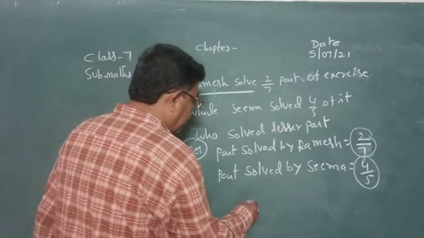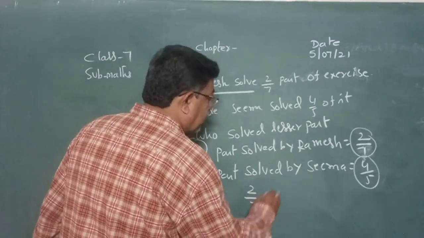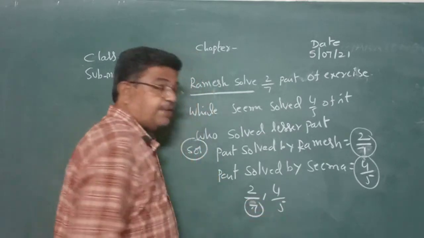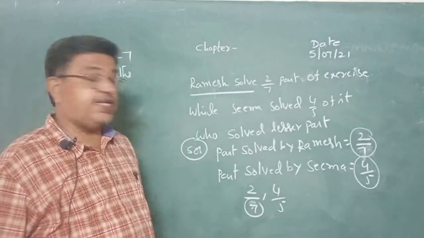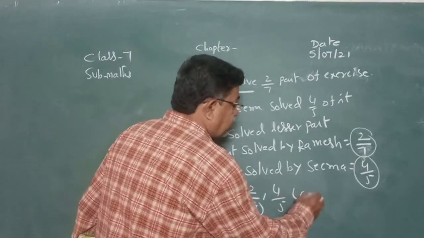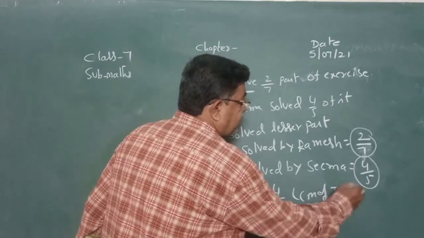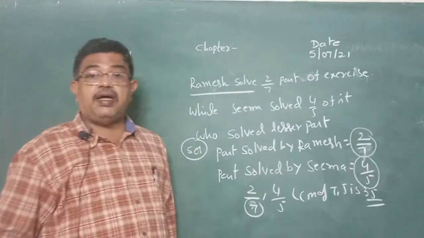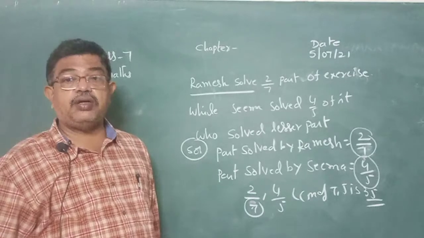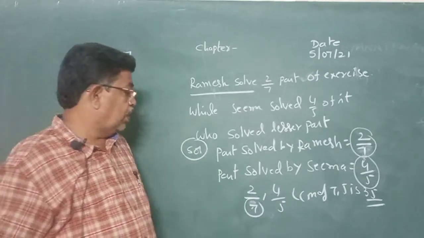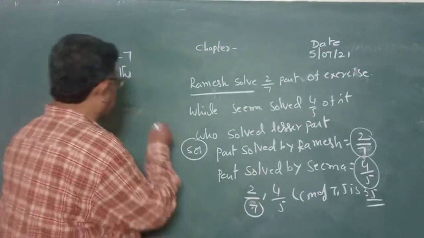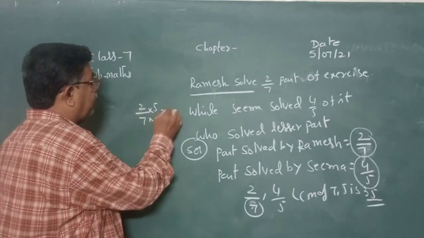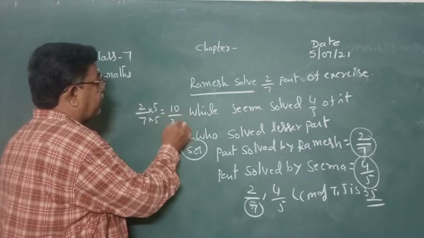So 2 by 7, 4 by 5. What are the denominators? 7 and 5. They are not the same. So in such a case, we take the LCM of 7 and 5. LCM of 7 and 5 is 35, because 7 and 5 are prime numbers. When taking the LCM of prime numbers, you have to take the product of the numbers. Now convert this into 35 as the denominator. So 2 by 7 is multiplied in numerator and denominator by 5. You get 10 by 35.